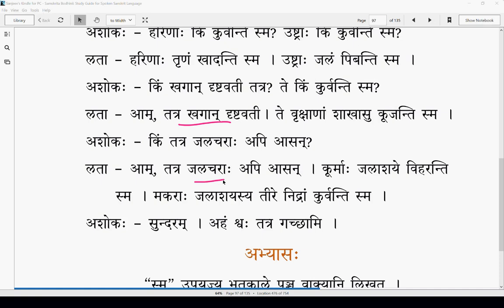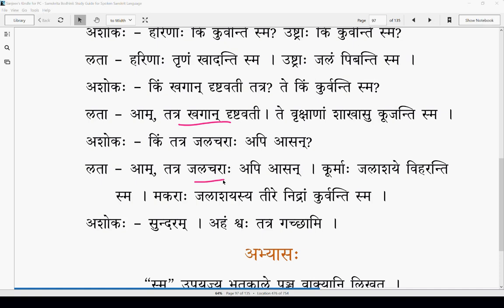Jalachara means jale charanti iti jalacharaha. Charanti means gacchanti, bhramanti, atanti. Jalacharaha, one who wanders or roams or lives, basically, they are in the water. Animals living in the water. Tatra jalacharaha api asan.